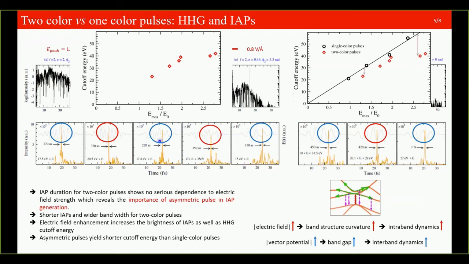Okay, as you see, for two color pulses, all two color pulses are asymmetric, and as you see, the asymmetric pulses give us much shorter isolated attosecond pulses.